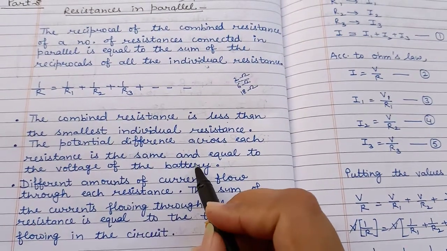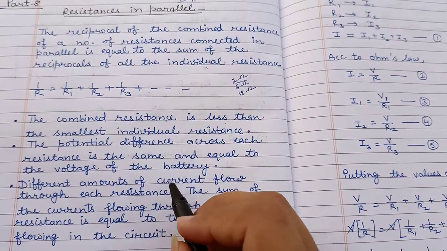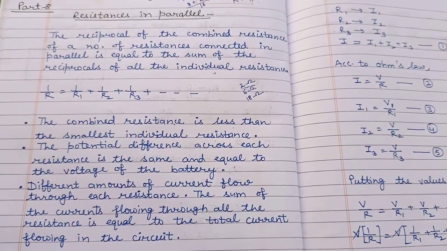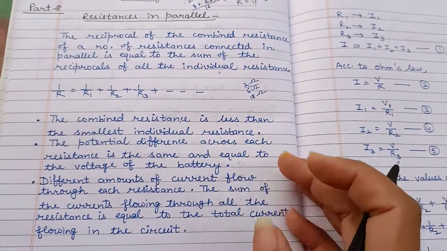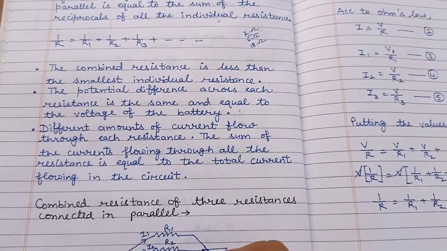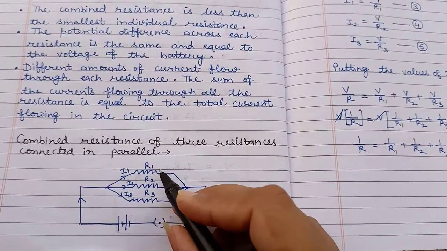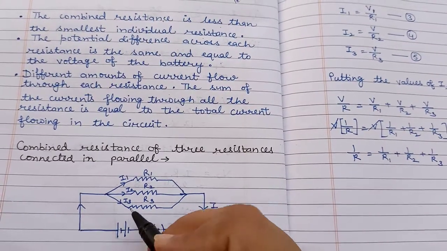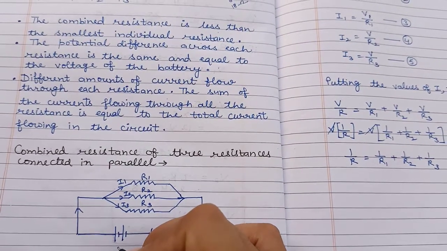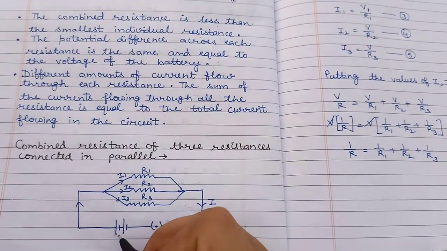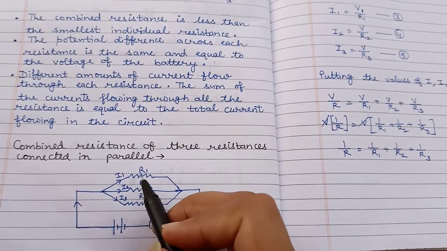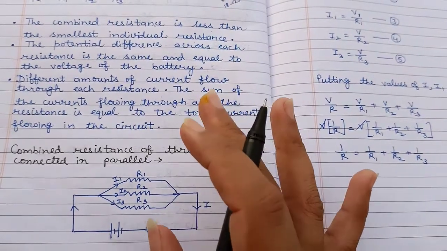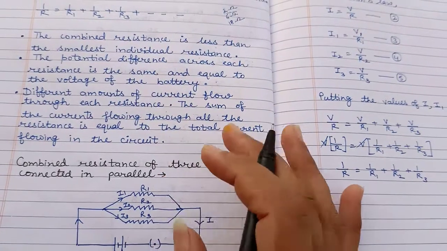The next point is the potential difference across each resistance is the same and equal to the voltage of the battery. In case of series we have seen the potential difference is different, but in this case the potential difference will be the same for all the resistances. Suppose this will be the diagram. These are the three resistors R1, R2 and R3, and this is the battery. Suppose it is giving 2 volts. So this 2 volt potential difference is for R1, R2, R3. It is the same for all these three resistors.